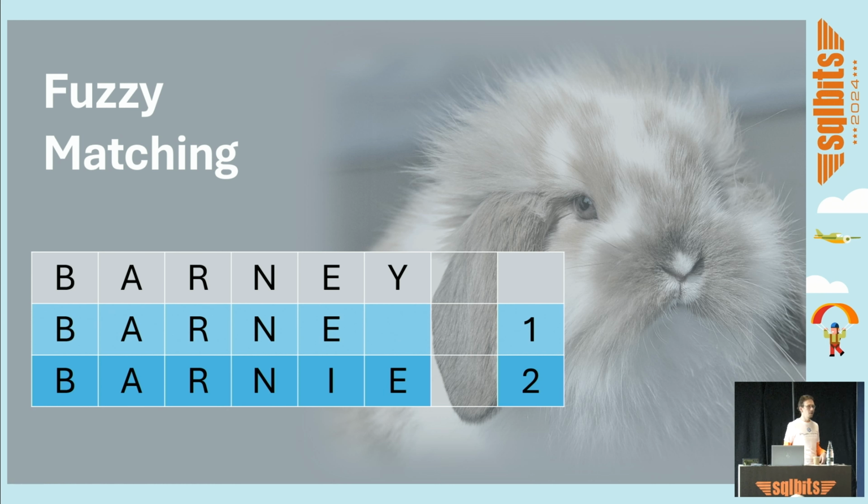With fuzzy matching, we're putting a little bit of flex into our comparisons. So here we've got Barney with an EY, we've got Barney with an IE, and we can see that there are two character changes to get from one to another. We've got a value of 2, that's the Levenshtein distance, we can use that function, and so in our comparisons, we can say not just that it's the same string, but it's a similar string.